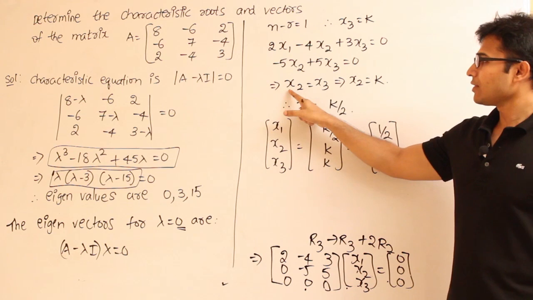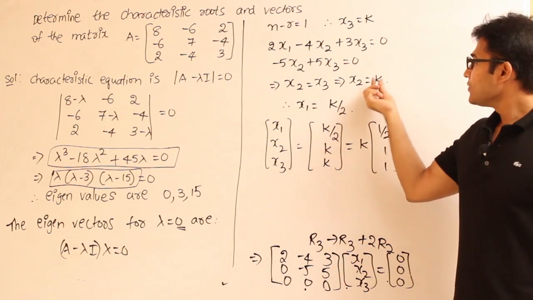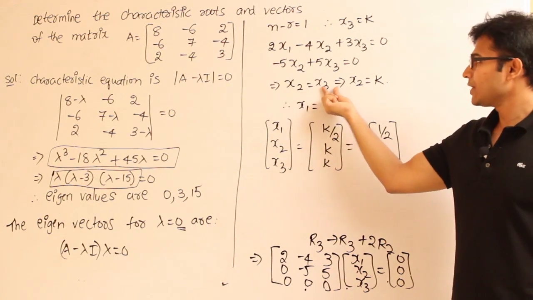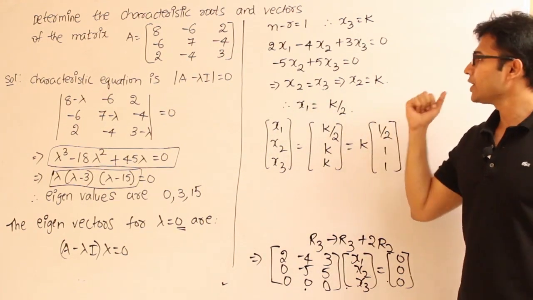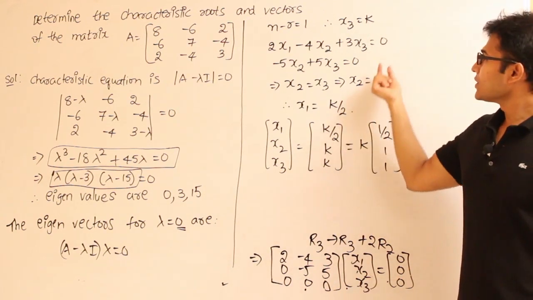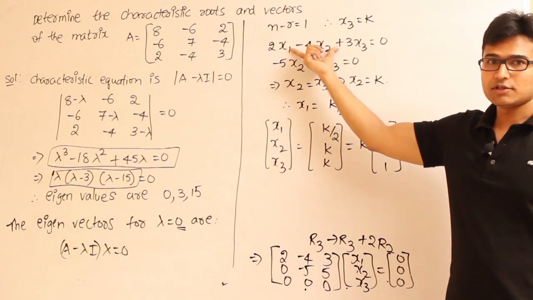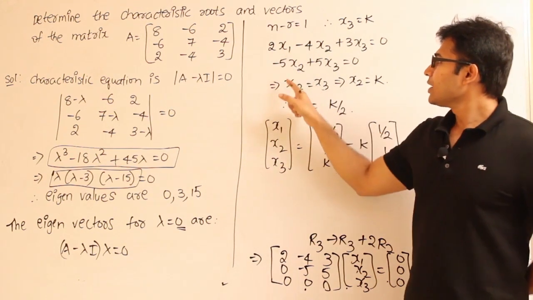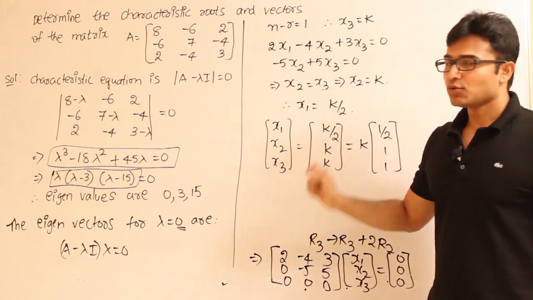Then what did we get here? x2 equal to x3. Already we decided that x3 equal to k. Therefore, since x2 equal to x3, we got x2 equal to k. Now we know that x2 and x3 equal to k. You substitute these values in the first equation. Here if you substitute k and k, we are going to get x1 equal to k by 2.